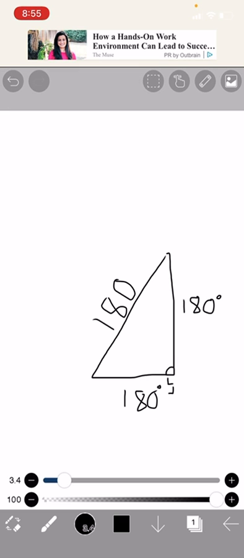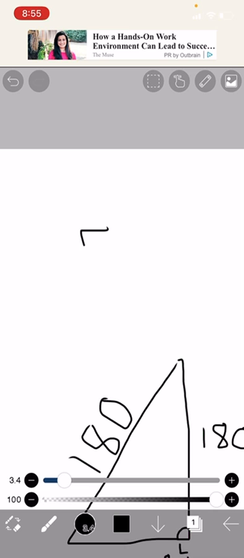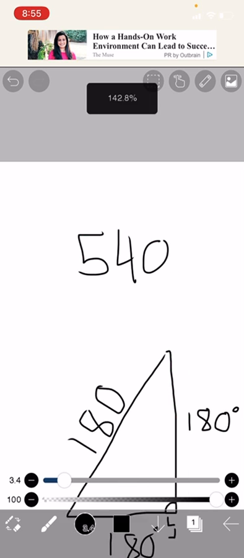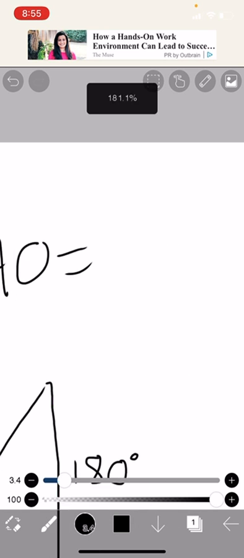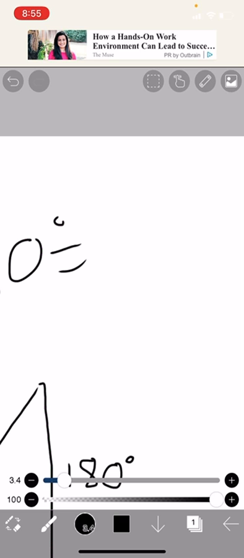So basically, we could say 540 degrees also equals 45 degrees somehow.